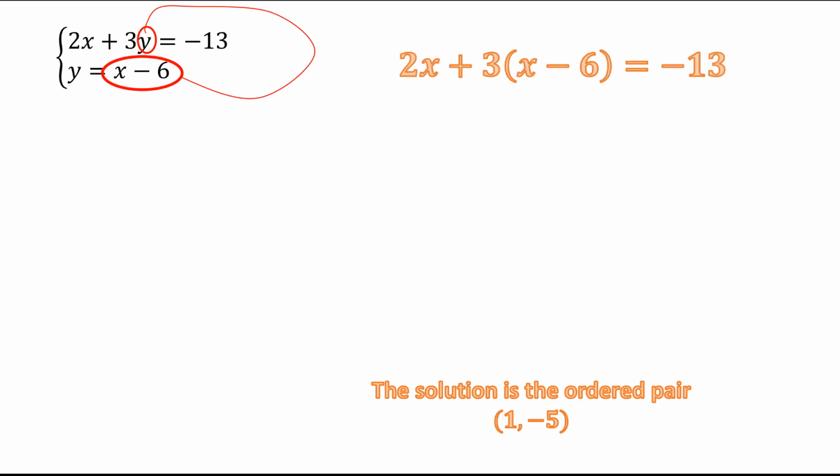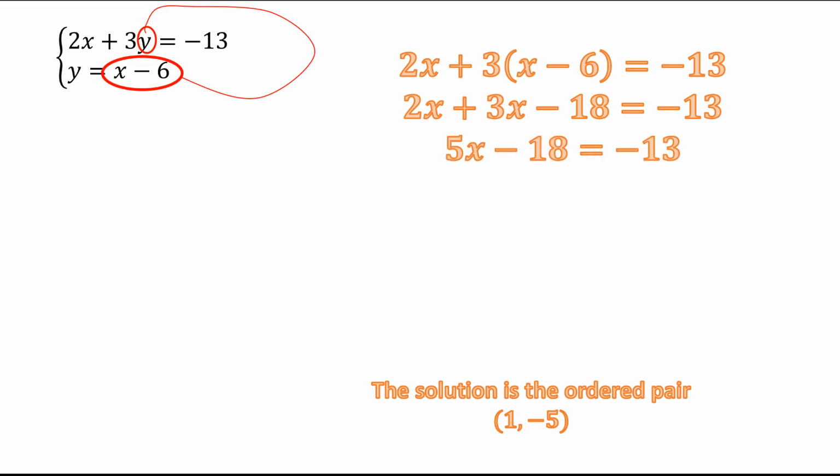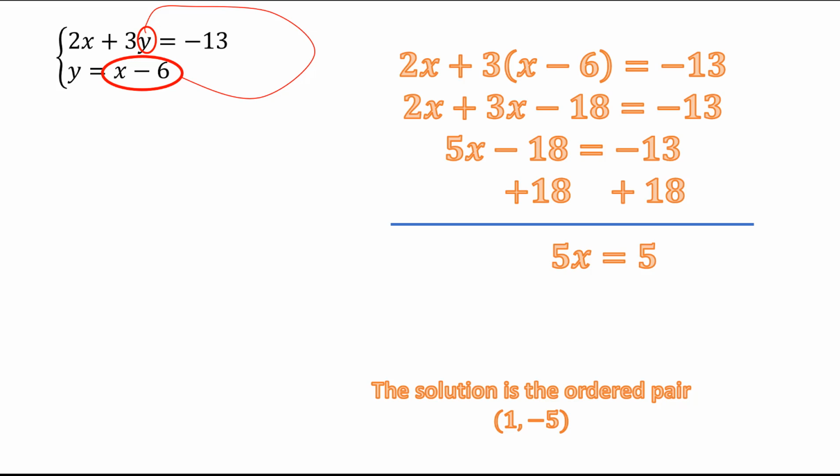So 2x plus 3 times, instead of a y, I'm putting x minus 6, equals negative 13. Now I can use the distributive property. 2x plus 3x minus 18, you've got to distribute that 3, equals negative 13. Now I can add my like terms. 2x plus 3x is 5x, minus 18 equals negative 13. And then I can add 18 on both sides. 5x equals 5, divide by 5 on both sides, and x equals 1.